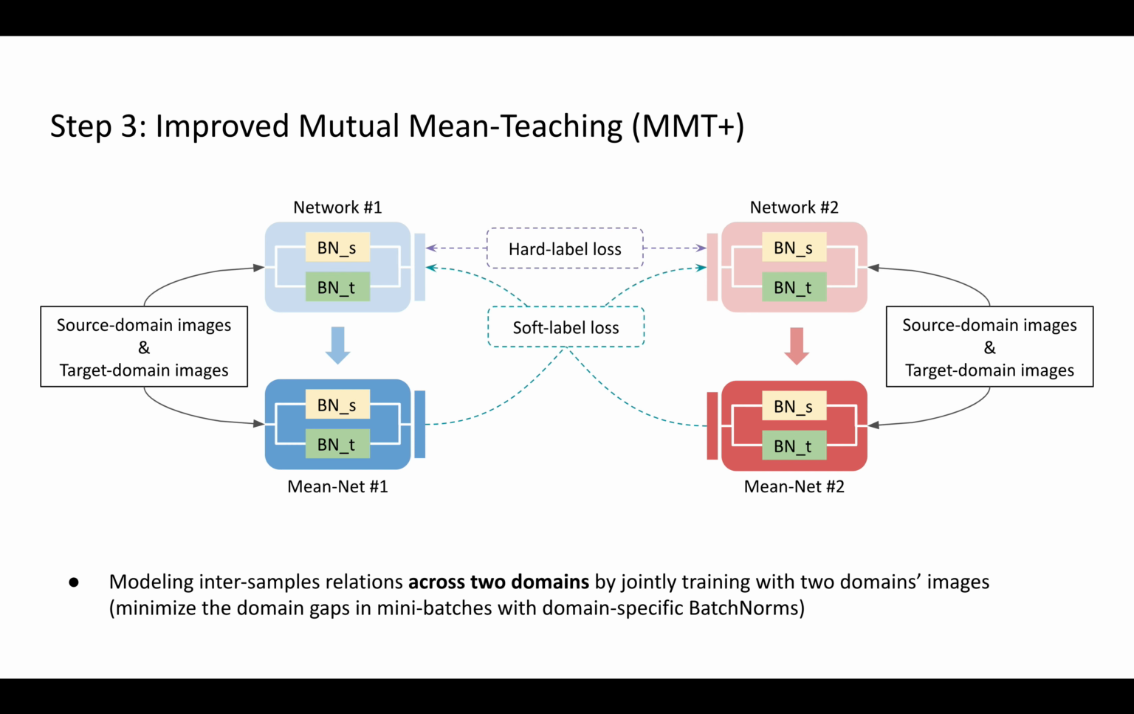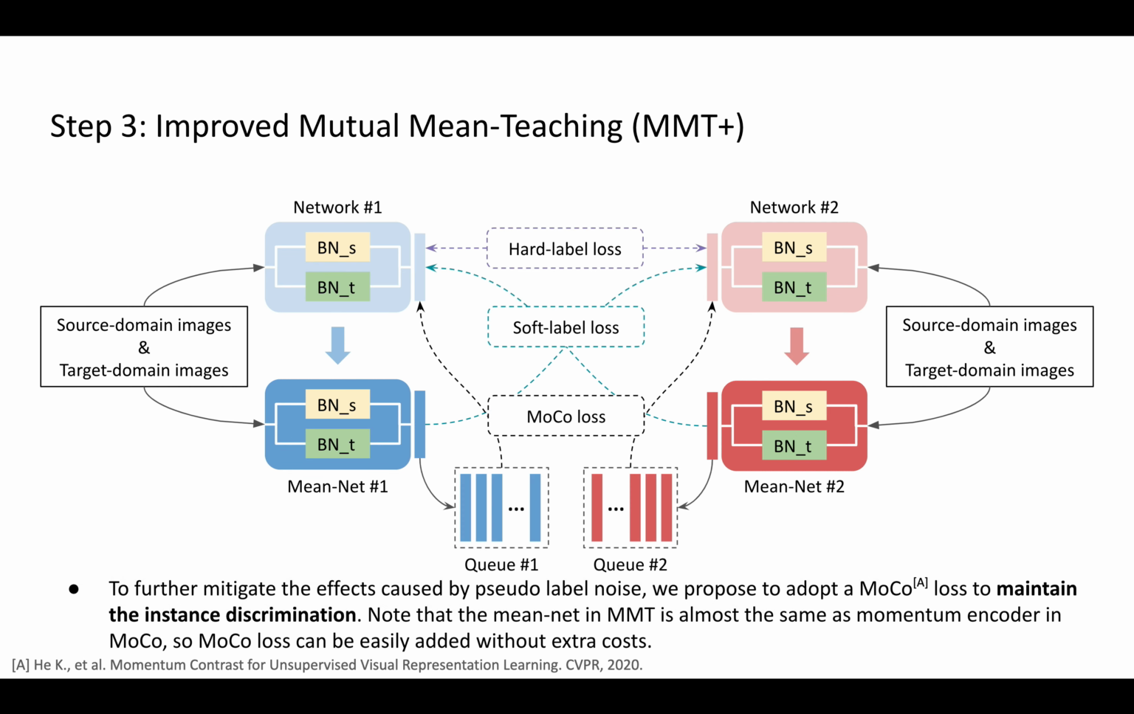In the experiments, we found that the pseudo-labels are very noisy due to the noisy distribution of identities in the target domain. In order to further mitigate the effects caused by pseudo-label noise, we propose to adopt a MoCo loss to maintain the instance discrimination. Specifically, the MoCo loss needs a queue to cache the features encoded by the momentum encoder, which is almost the same as our mean networks.